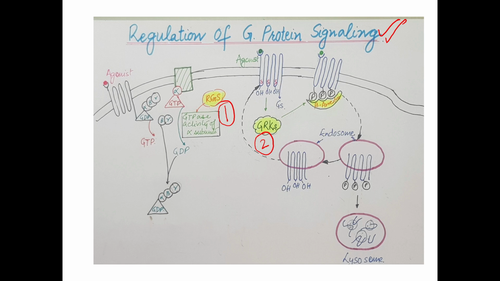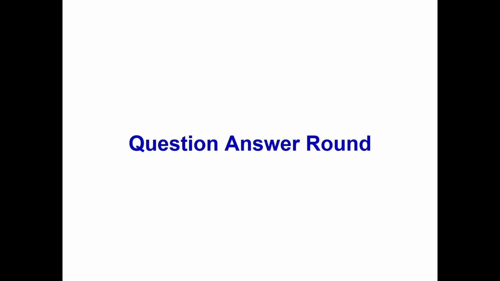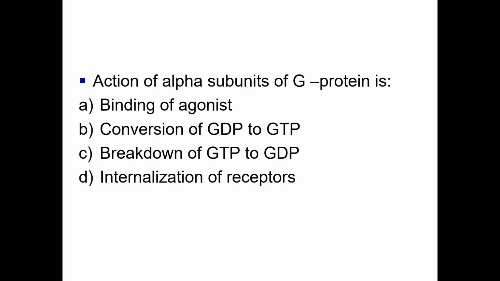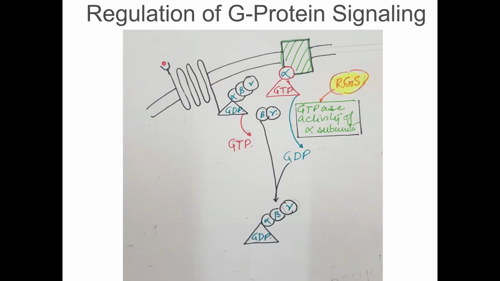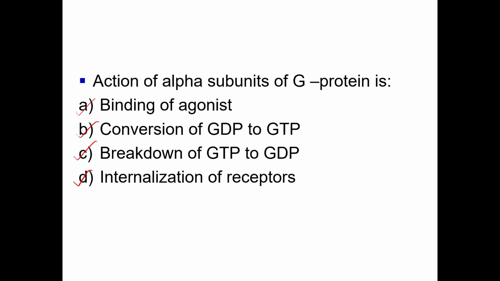Now, my favorite part of the lecture, that is question answer round. So the first question is: the action of the alpha subunit of G protein is the key. Binding of agonist, conversion of GDP to GTP, breakdown of GTP to GDP, and internalization of the receptor. Now, binding of the agonist, just look at this one. The structure of the G protein receptor is already explained. The agonist binds to the outside, whereas the G protein is totally on the other side of the membrane. So the first choice is wrong.